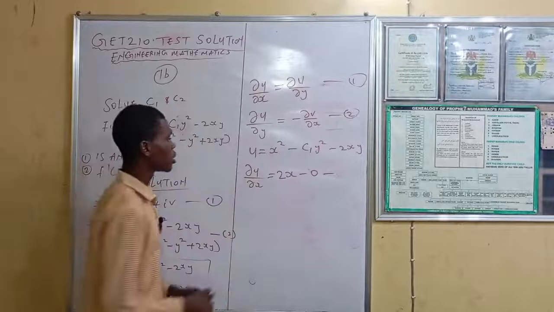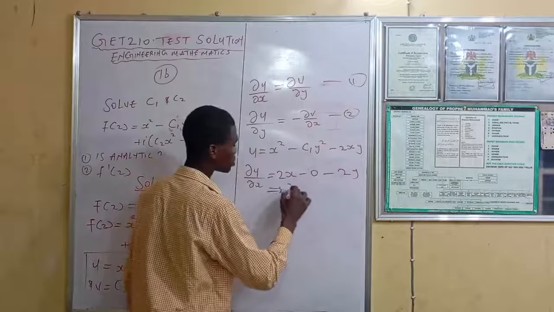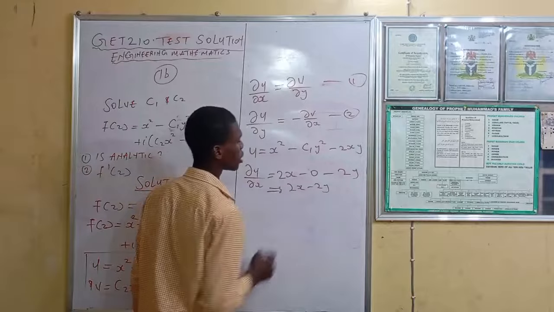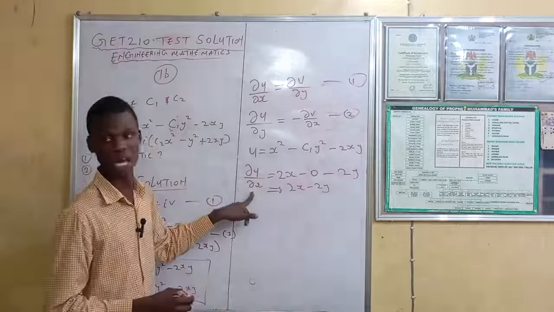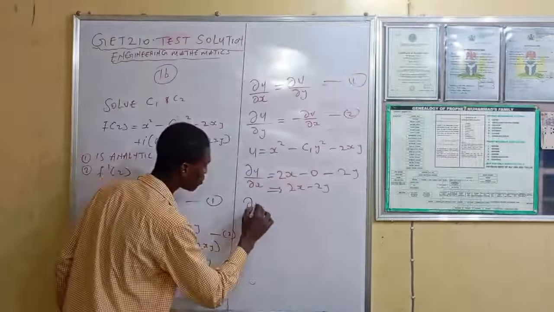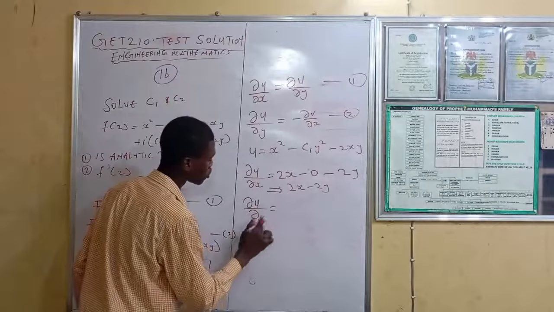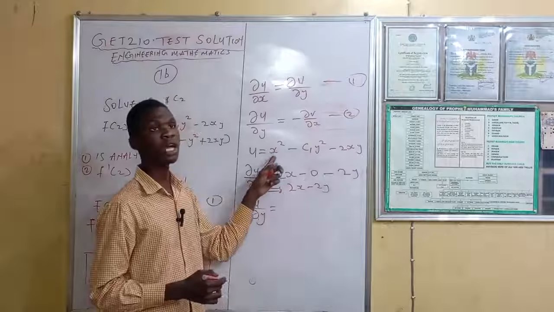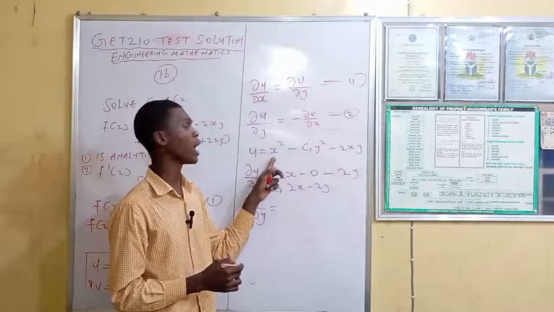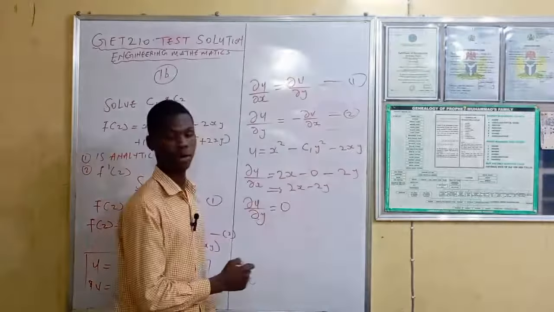Okay, from here, by the time you differentiate this, you have 2y, which implies that 2x minus 2y, right? And this is just the partial derivative of u with respect to x. Now, the next one, let's do the partial derivative of u with respect to y. And that will be equals to what? This is the given function. I'm having x squared. There's no function of y attached to this. I'm taking it as constant, 0.